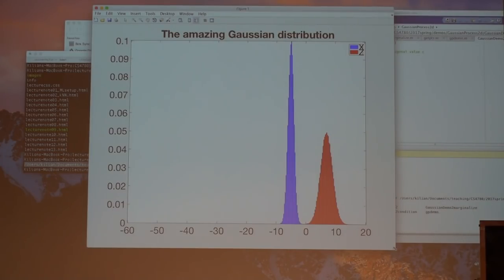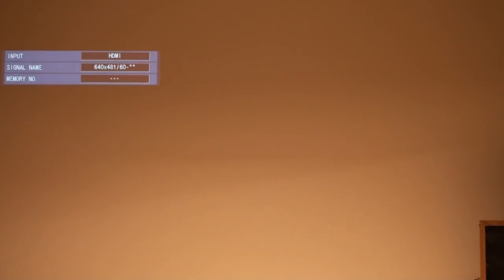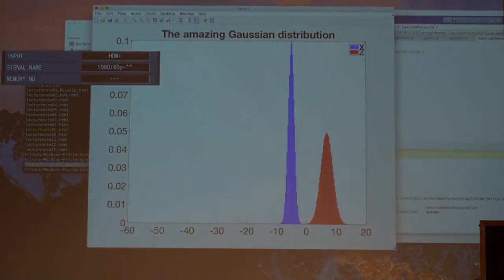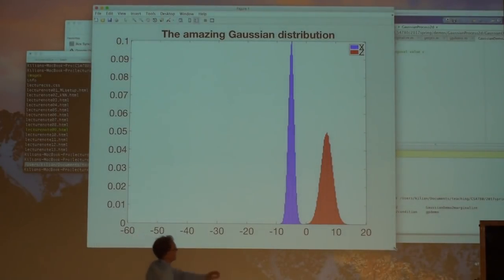All right, any guesses? Where is x plus z? Who wants to describe where x plus z is? Any guesses? Yes? It's around zero, that's right. It's kind of between these two, right? And maybe a little wider than the blue one.